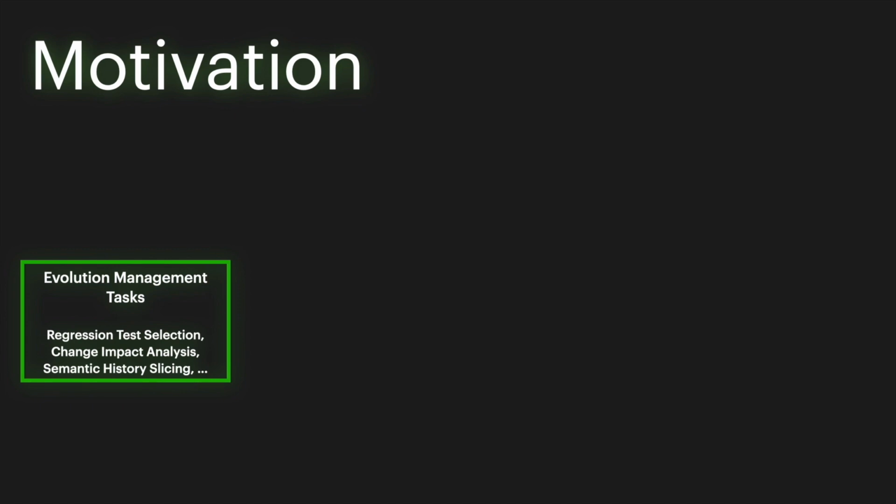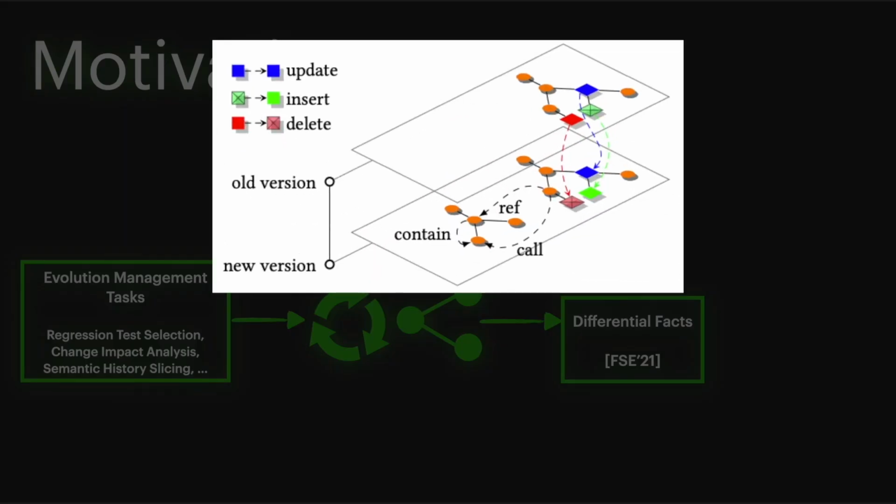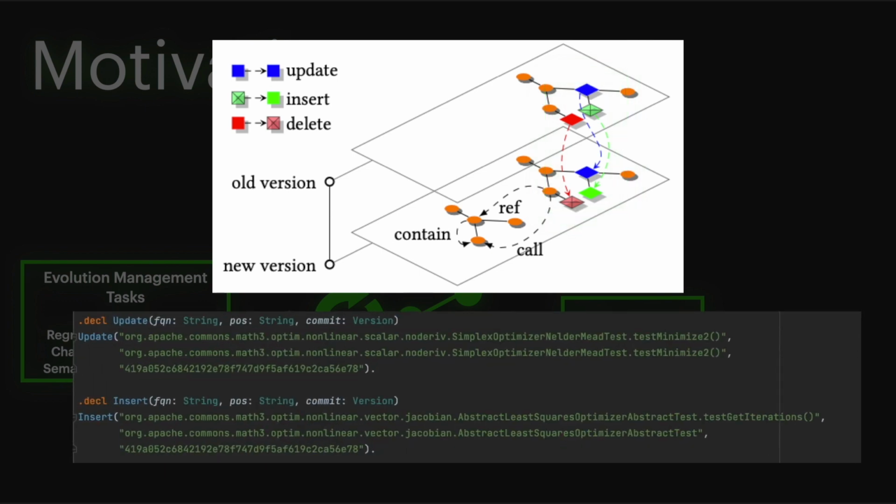Differential facts introduced in our previous work enable the reusing of knowledge extracted from evolving software artifacts. The figure shows an illustration of the meta-model of differential facts, which demonstrates only a subset of the possible fact types. This includes the intraversion facts capturing the containment, calling, and referencing relations between code entities at the same version. There are also interversion facts which include the code-level insertion, deletion, and update changes between the old and new version, as well as the dependencies between commits. Concretely, such facts can be encoded in Datalog.